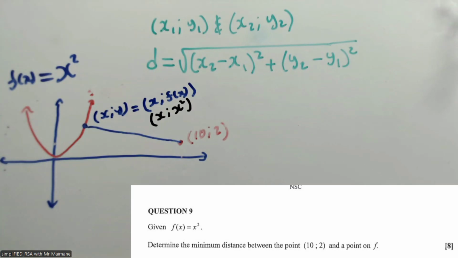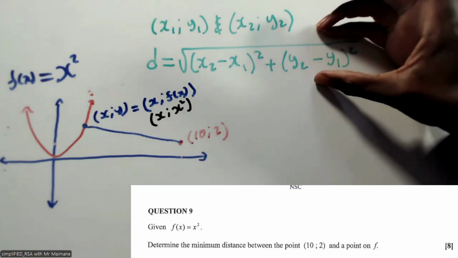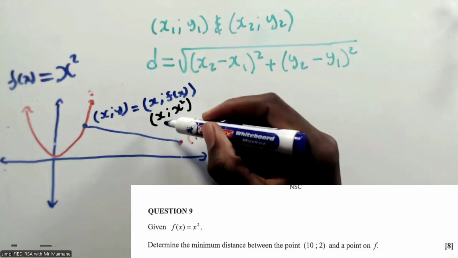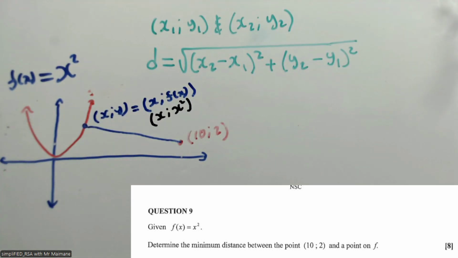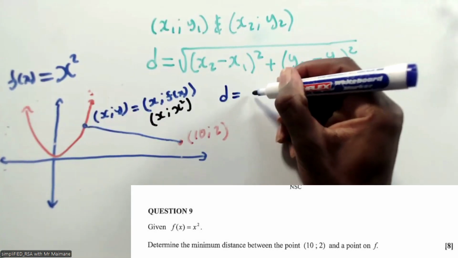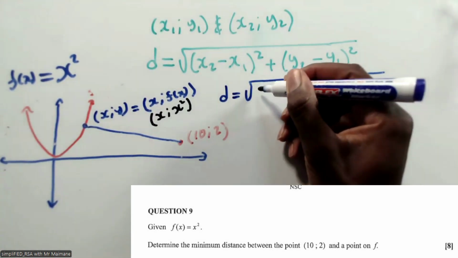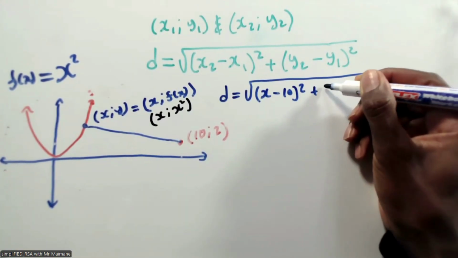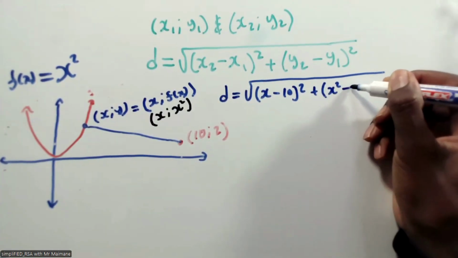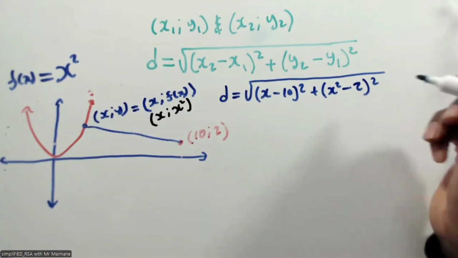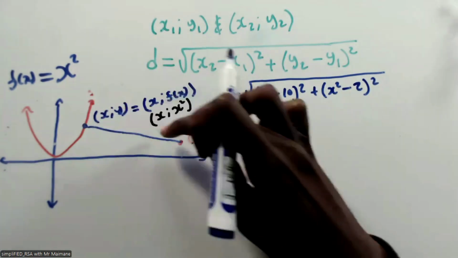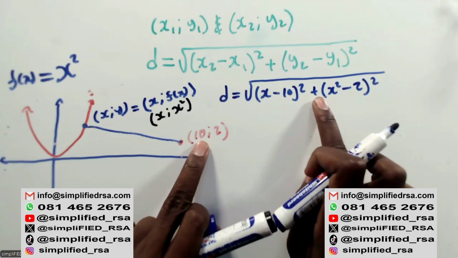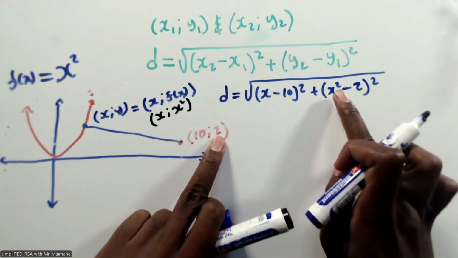And now I need to find the minimum distance, and I have my distance formula. Now what do I do? I substitute my 2 points on my distance formula such that the distance between the 2 points is going to be the square root of (x minus 10) squared plus (x squared minus 2) squared.